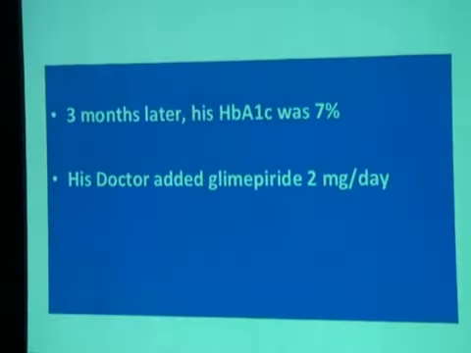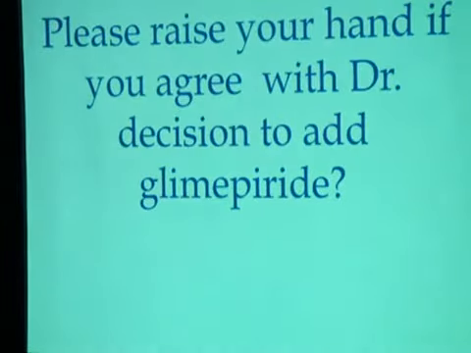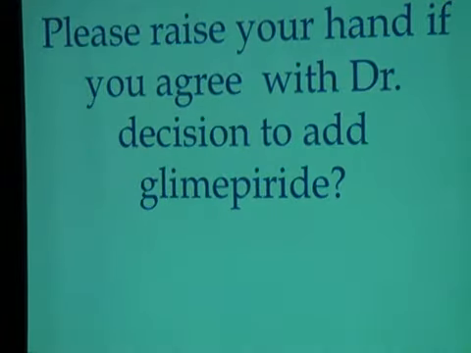3 months later, his HbA1c was 7%. His doctor added glimepiride, 2 milligrams per day. Do you agree in the decision of the doctor to add glimepiride? His HbA1c is 7 now. He took metformin, it went from 7.8 to 7. Then he added glimepiride.